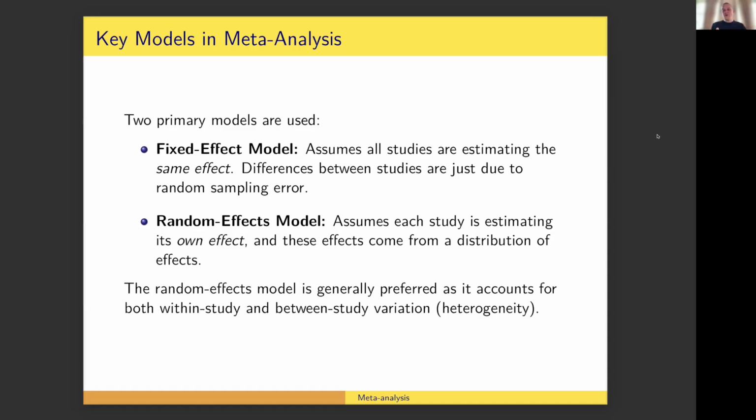The random effects model is generally the one you should go for, as it accounts for both within-study and between-study variation. It's rare that you would find a situation where you have a set of studies that are all measuring the exact same effect or attempting to estimate the exact same effect.